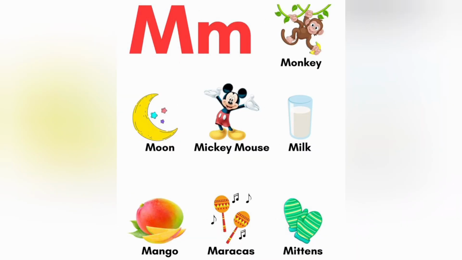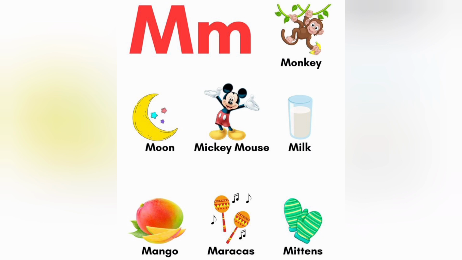This is letter M. M sound M and M for monkey. M for moon. M for Mickey Mouse. M for milk. M for mango. M for maracas. M for mittens.